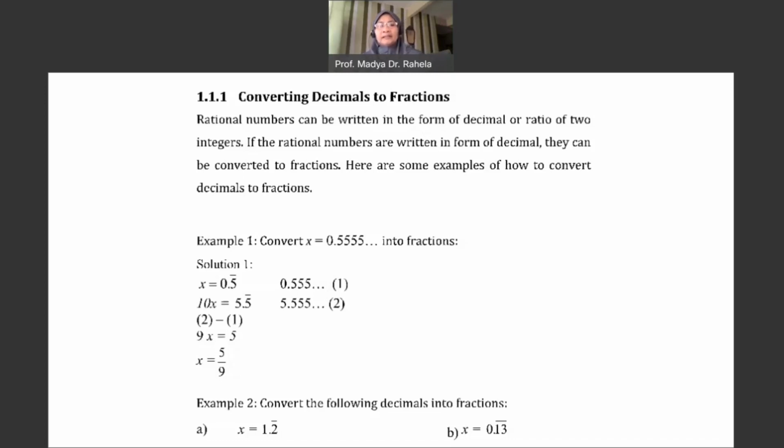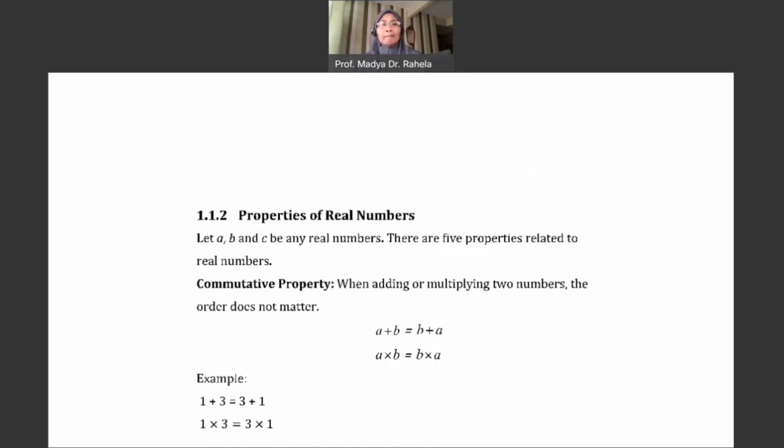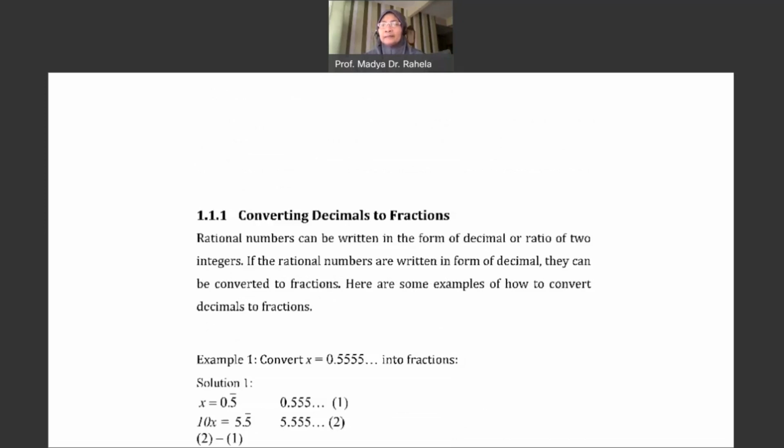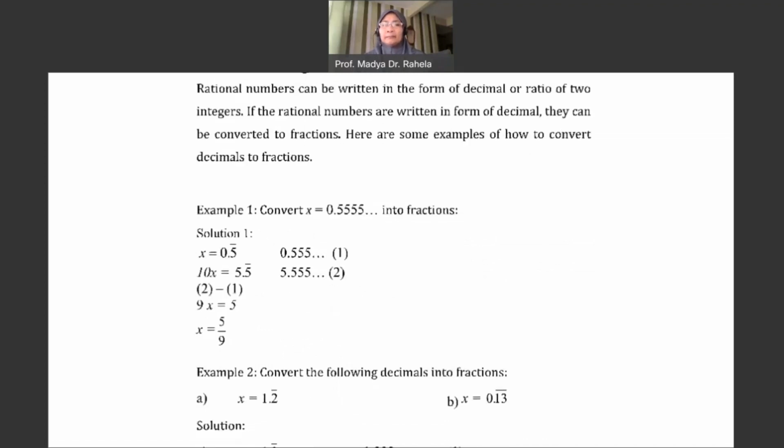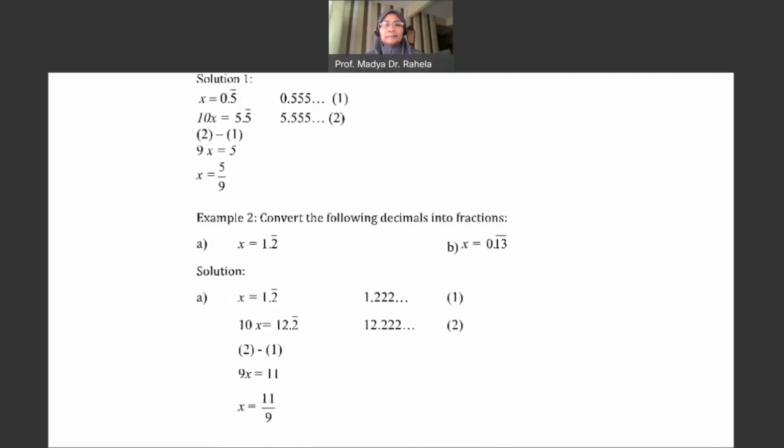Now equation 2 minus equation 1. So we have 10x minus x is 9x, and 5.5 bar minus 0.5 bar is 5. Then you solve the equation, and it becomes 5 over 9. So x equal to 0.5 bar is equal to, in fraction form, 5 over 9. Right? So you can do this using the same example provided earlier.